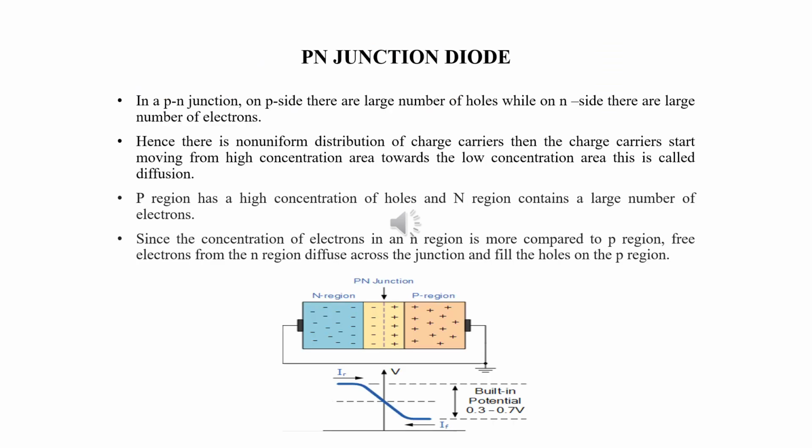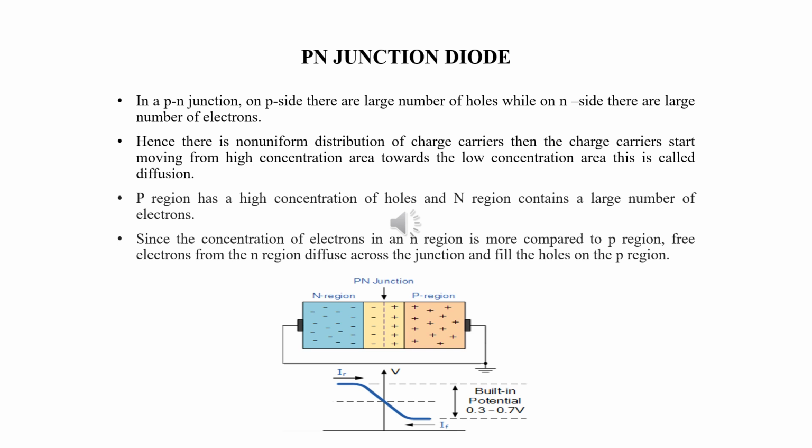The p-n junction forms a popular semiconductor device called the p-n junction diode. In a p-n junction, on the p side there are a large number of holes, while on the n side there are a large number of electrons. Hence, there is a non-uniform distribution of charge carriers, so the charge carriers start moving from the high concentration area towards the low concentration area.